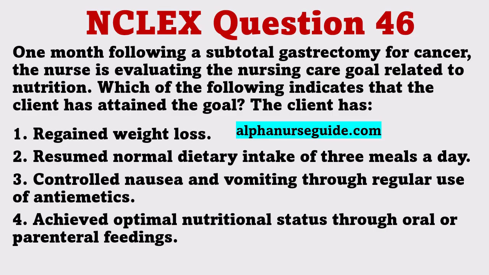The correct answer is 4. An appropriate expected outcome is for the client to achieve optimal nutritional status through the use of oral feedings or total parenteral nutrition. TPN may be used to supplement oral intake, or may be used alone if the client cannot tolerate oral feedings. The client would not be expected to regain lost weight within 1 month after surgery or to tolerate a normal dietary intake of 3 meals a day. Nausea and vomiting would not be considered an expected outcome of gastric surgery, and regular use of antiemetics would not be anticipated.